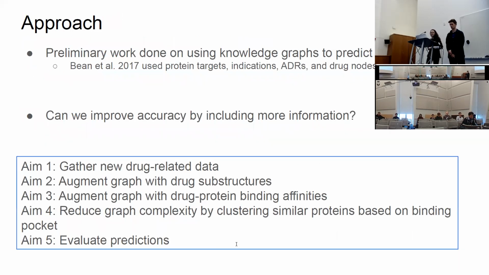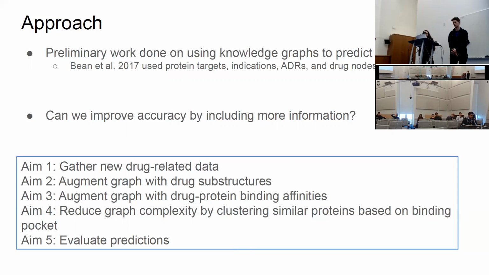Great. So some preliminary work, as Alexander mentioned, has been done using knowledge graphs to predict ADRs. A previous paper that we built our procedure on used protein targets, indications, and ADRs as nodes in a knowledge graph. So our question was, can we improve this accuracy by including additional information?